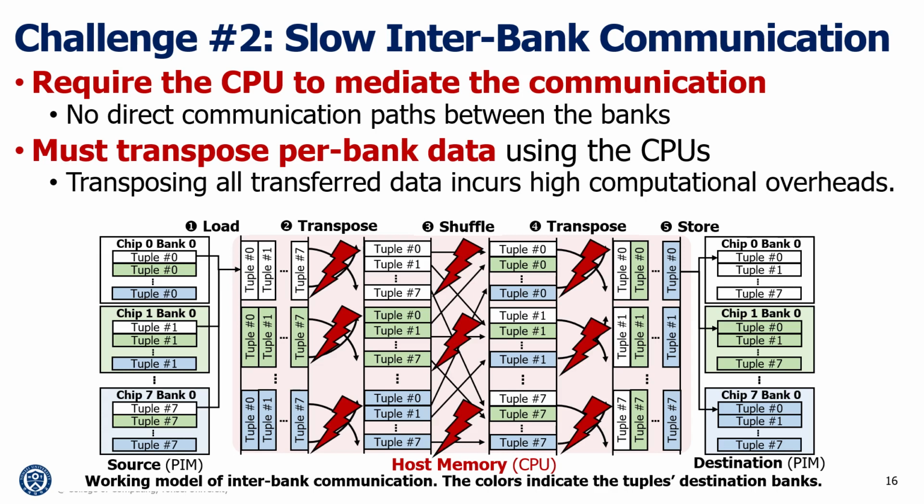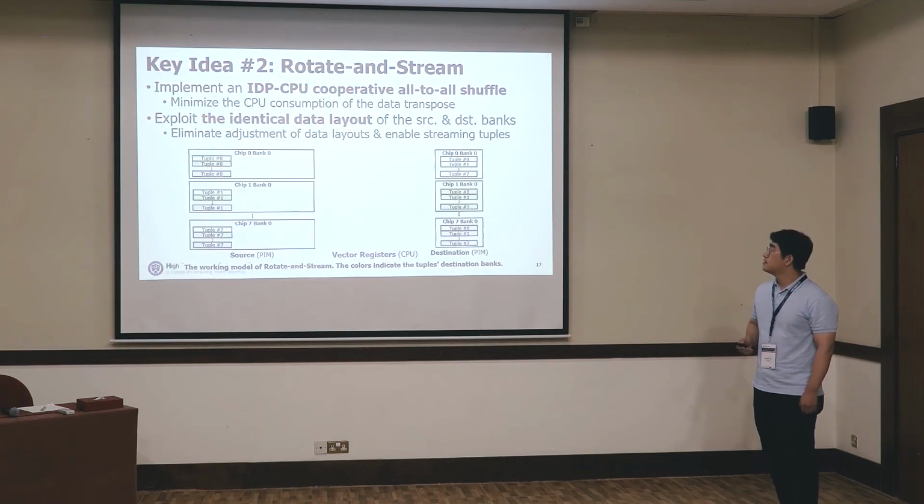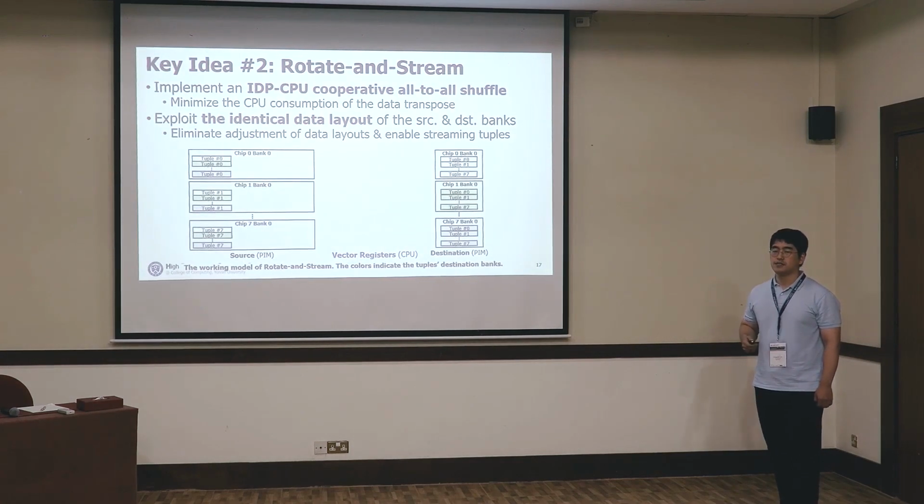However, this incurs high performance degradation because the transposing operation is performed twice. This incurs a high computation overhead, and there is shuffling in the middle on the CPU, which incurs many random accesses to the host memory. So our second key idea is rotate and stream. This idea is based on the key idea that we can use IDPs and the CPU both for the communication. And second, we exploit the identical data layout of the source and destination banks.